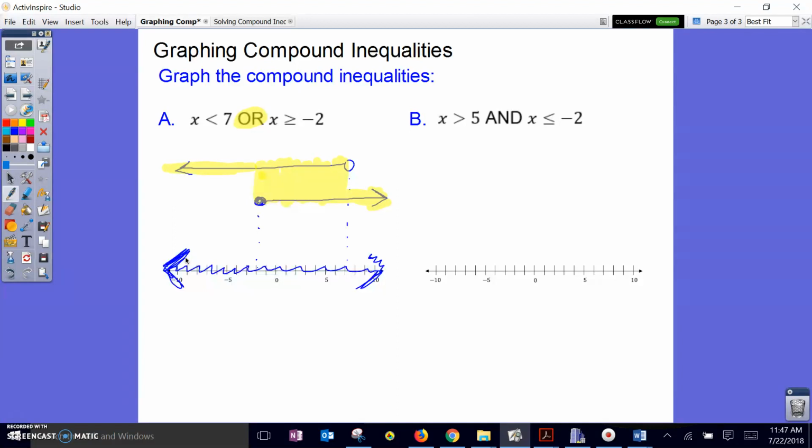All right, and the last example here, x is greater than 5 looks like this. x is less than or equal to negative 2 looks like this. Now this is an "and," so we want all the places where both of those inequalities are true. And you can see from this little sketch that there's nowhere where both of them are true. So our graph of the solution for this inequality will just end up being a blank number line.